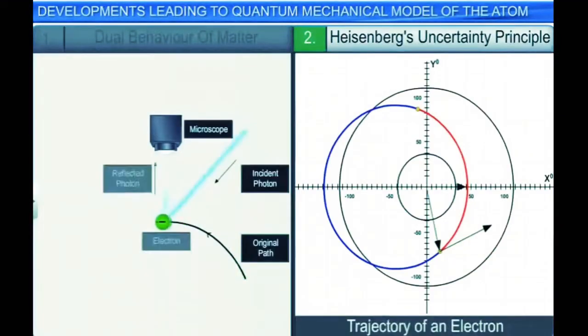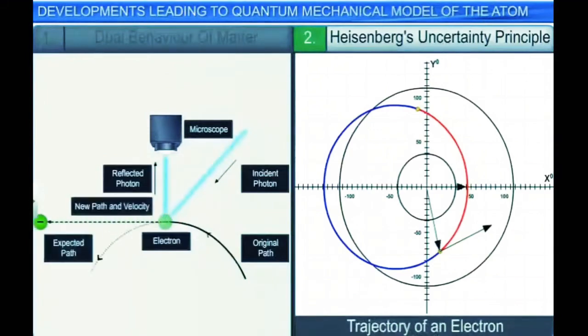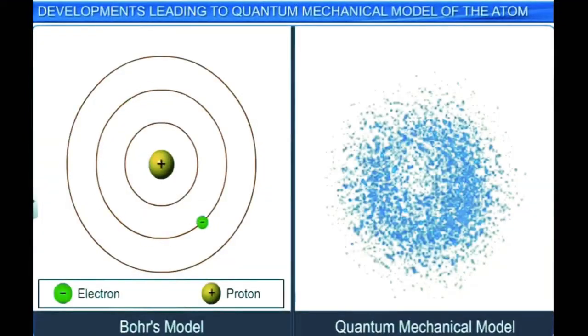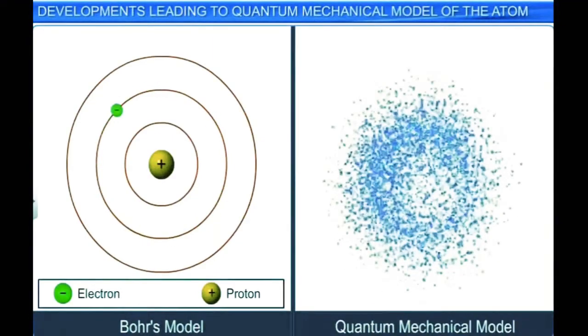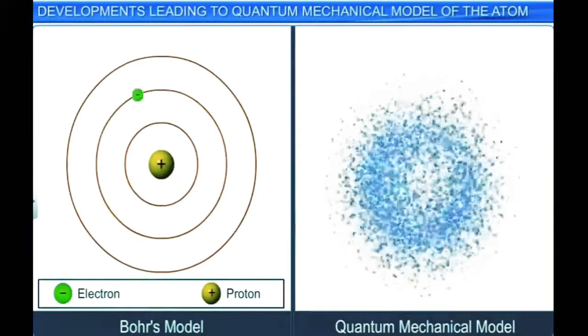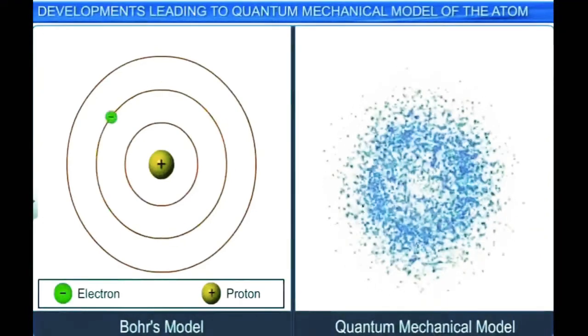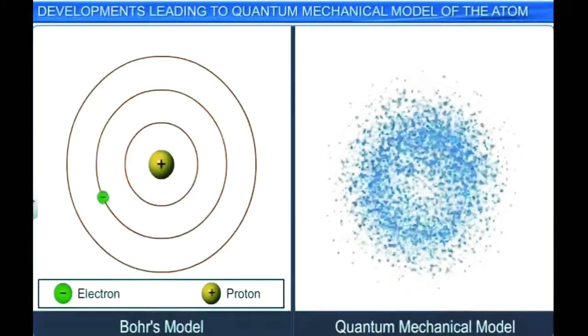As it is impossible to determine simultaneously and accurately the position and velocity for an electron at any given instant, it is not possible to talk about the trajectory of an electron. Thus, Bohr's model not only ignores dual nature of matter, but also contradicts the Heisenberg's uncertainty principle. Due to these inherent weaknesses in the Bohr's model, a need for such an atomic model arose which could account not only for the dual nature of electrons, but also be consistent with the Heisenberg uncertainty principle. This search led to the advent of quantum mechanics.